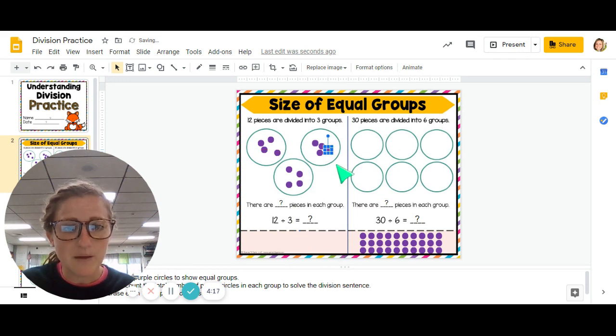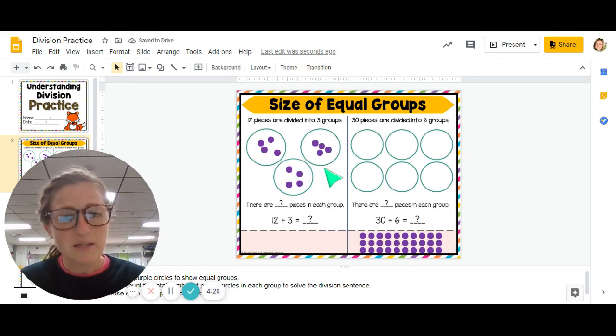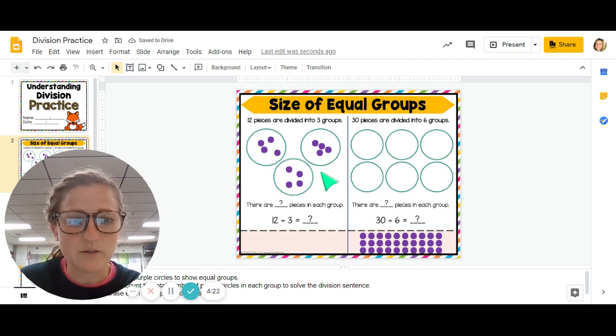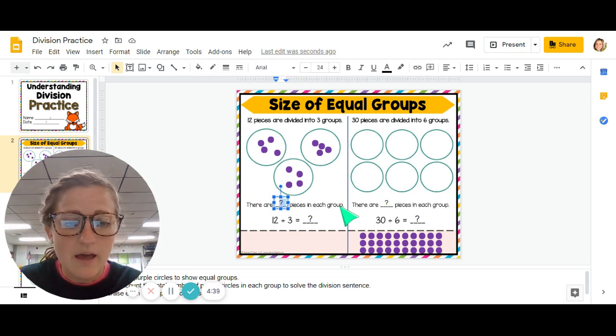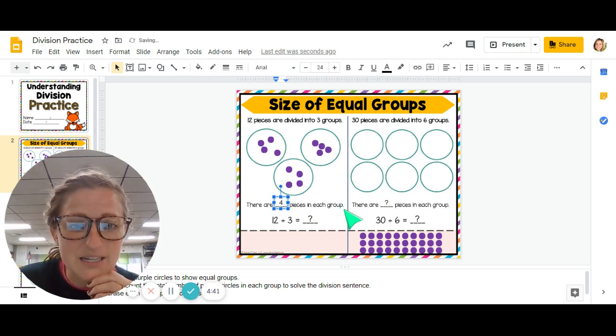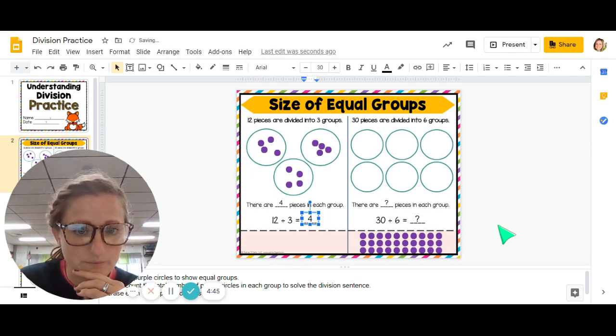Now, look what happened. As I passed them out, did everybody get the equal amount? If you look in these circles, you can see they did. The first circle has 4. This other circle here has 4, and this other circle has 4. They all got 4, so that means that there are, I can triple click, 1, 2, 3. There are 4 pieces in each group, and that means that 12 divided by 3 is 4.